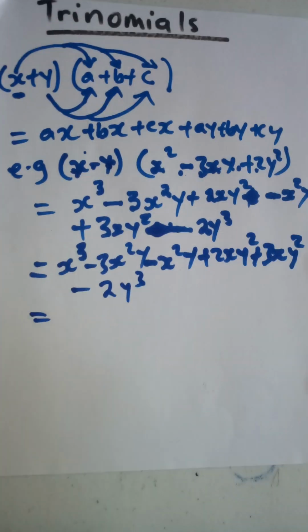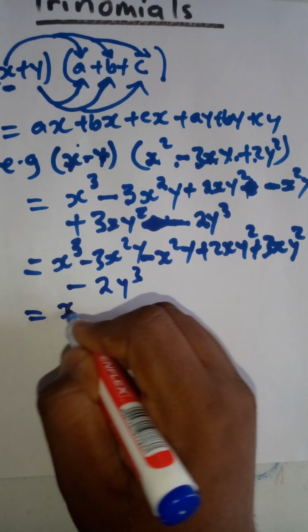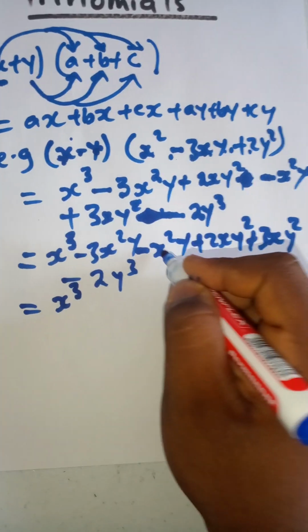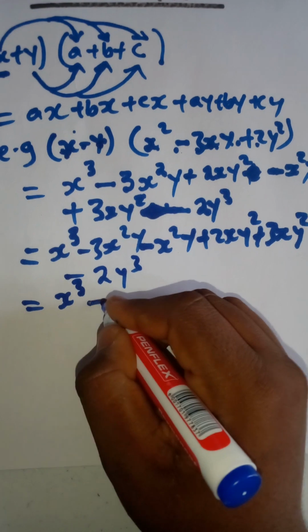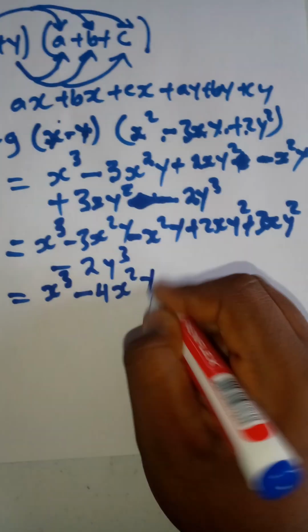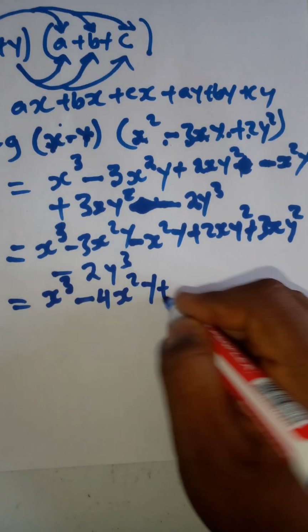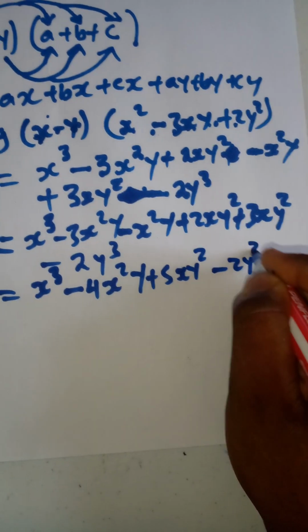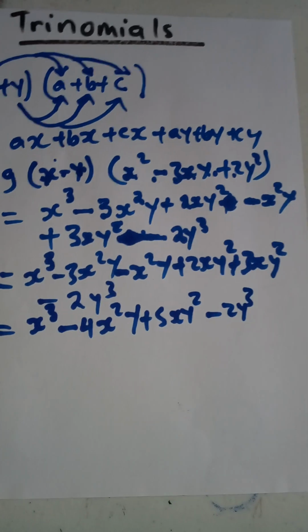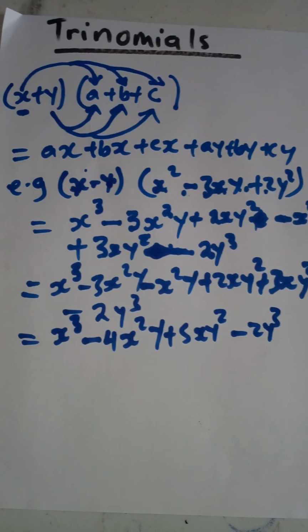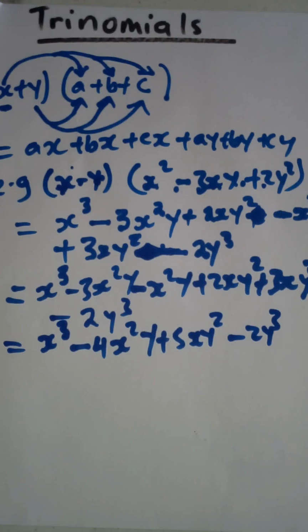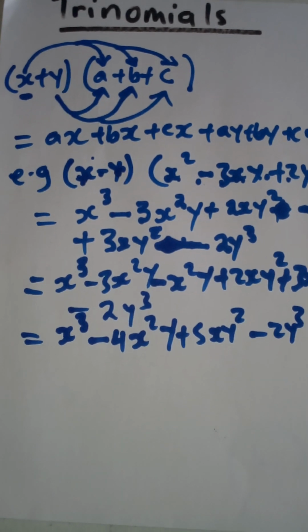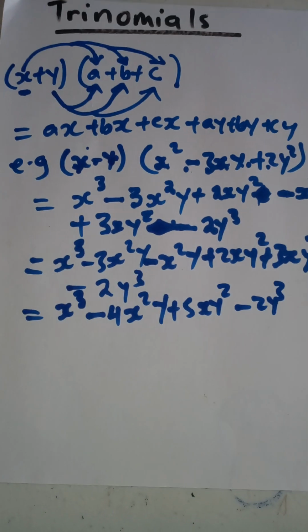So here I will be having x cubed minus 3x squared minus x squared. It is what? Minus 4x squared y. 2 plus 3, it is 5. So x y squared then minus 2y cubed. Is it fine? That's how it is, guys, with the example that I just gave you now. So that's how you do the trinomials. They are very easy. So let's do the last example, because now you understand everything.